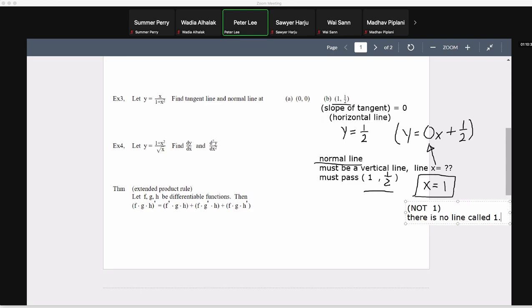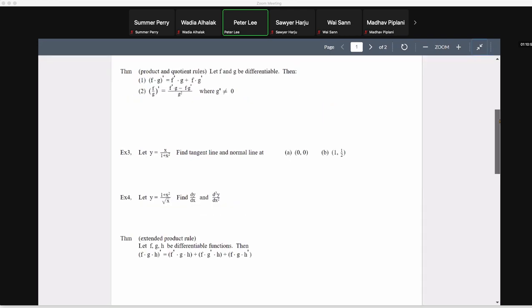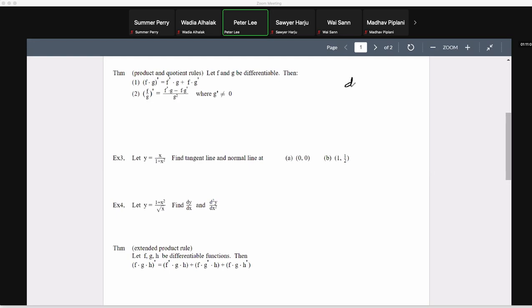So now let's look at example 4. Example 4, y is equal to 1 plus x squared over square root of x. How do you find the derivative of this function right here? dy dx is the derivative of y with respect to x. That's how we write it. We write d dx of y. We write this as dy over dx.